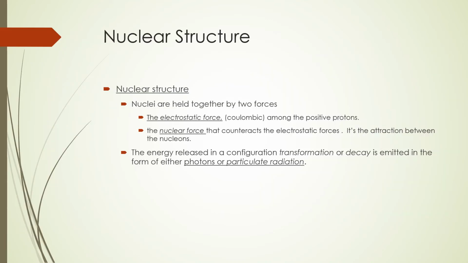Because radioactivity is from the nucleus, let's take a closer look at the nucleus. The nucleus is made up of protons and neutrons, collectively called nucleons. When we look at the structure of the nucleus, we see that nucleons are held together by two forces. The electrostatic force, which is based on Coulomb's law, is a repulsive force between the positively charged protons. The second force is the nuclear force that counteracts the electrostatic Coulomb forces. It causes the attraction between the nucleons. This force is stronger than the Coulomb repulsive forces that will otherwise split the nucleus apart. The energy released in a configuration transformation or decay is emitted in the form of either photons or particulate radiation.